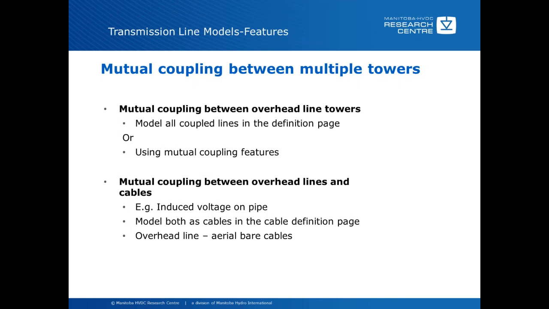Another feature in the transmission line and cable model is the mutual coupling between multiple towers. Suppose somebody wants to study the mutual coupling between different towers, there are two ways to model it: model all coupled transmission lines in the definition page of a transmission line, or use the mutual coupling features.